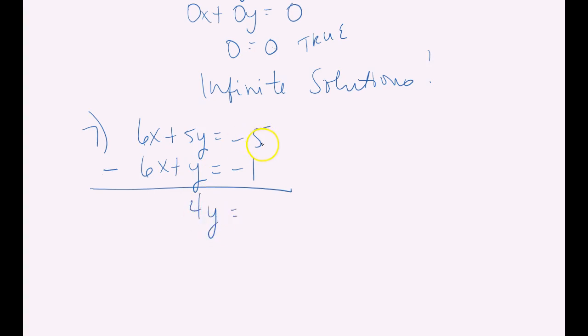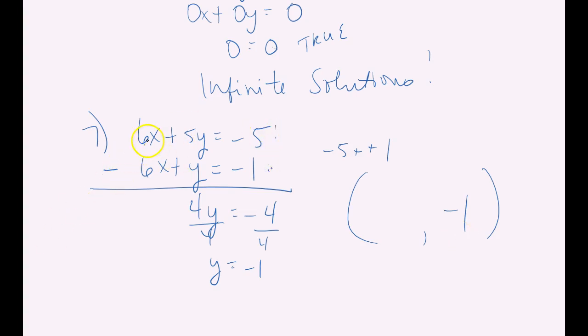And then negative 5 minus negative 1. Negative 5 minus negative 1. So write it out if you have to because that's a plus positive. Beautiful. And then I divide by 4, so I get negative 1. So my y is negative 1. Now I need my x. So choose either of these and plug in the y that you just got.